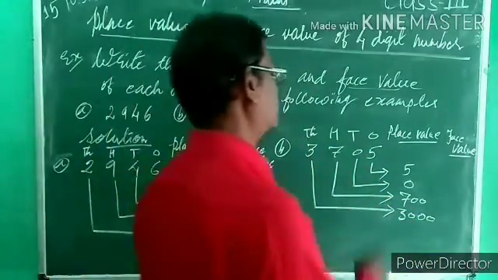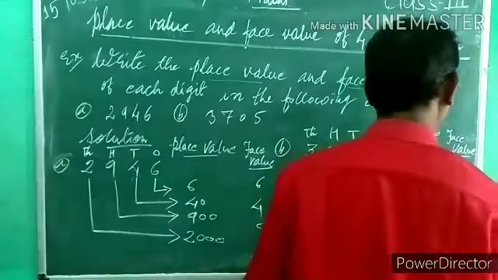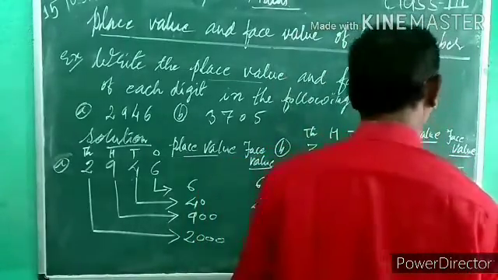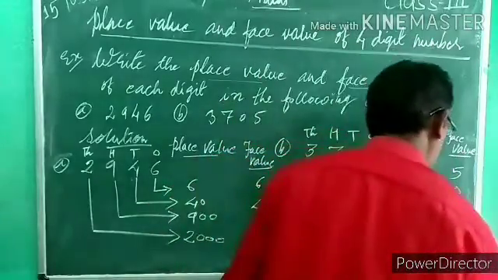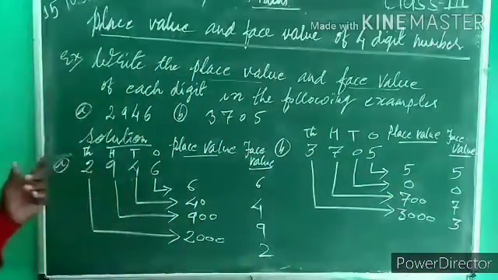Now face value. What is the face value of 5? 5 only. Face value of 0 is 0. Face value of 7 is 7. And face value of 3 is 3 only. So understood this example? Note down in your notebook.